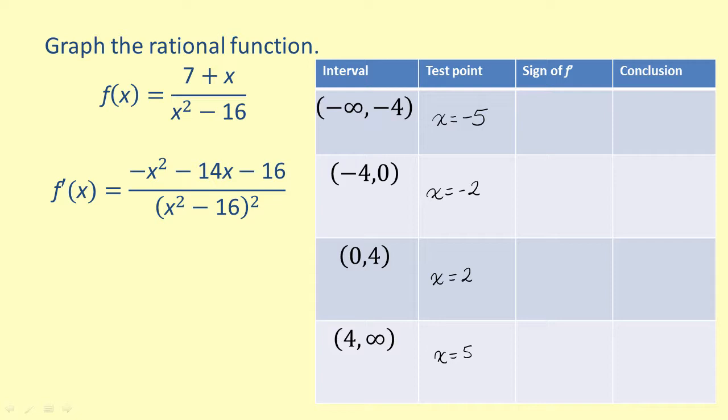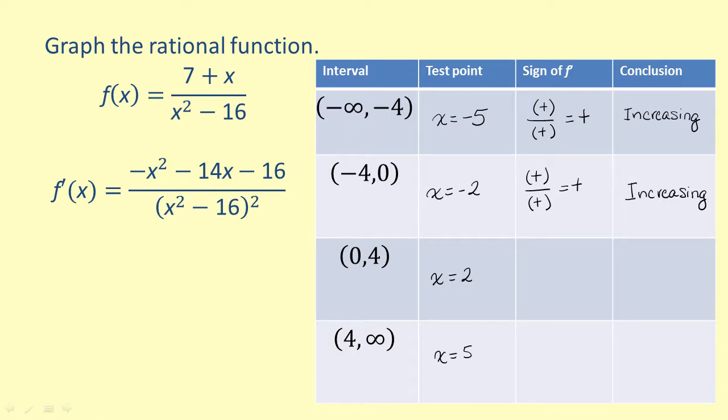Starting with x equals negative 5, if we plug negative 5 into the derivative and evaluate it, we'll get a positive number in the numerator and a positive number in the denominator. What this means is that f is increasing on the interval from negative infinity to negative 4. Next, we'll look at the interval from negative 4 to 0. If we plug negative 2 into the derivative, we'll get positive values in both the numerator and denominator. As we saw with the previous interval, this means that f is increasing on the interval negative 4 to 0.